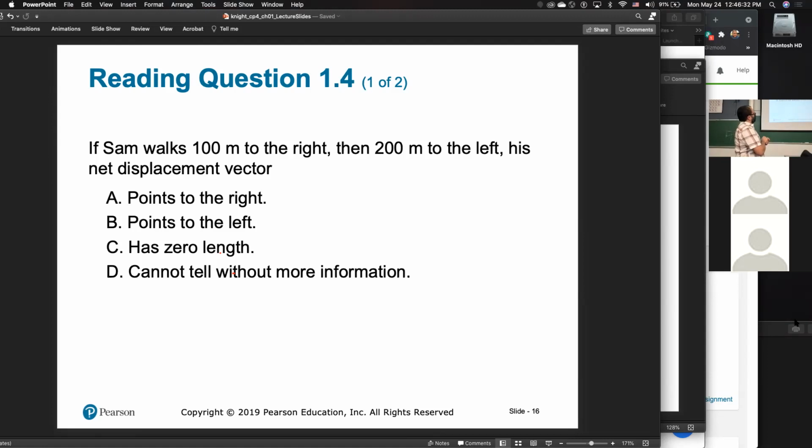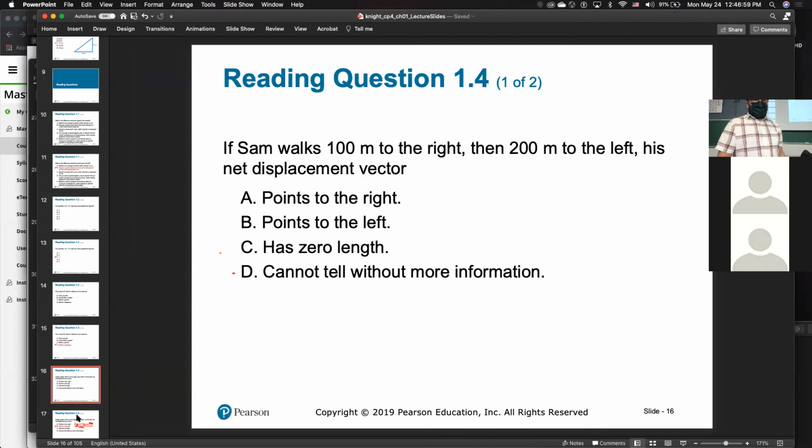Well, this one's not too bad, because he walks 100 meters to the right, so he's 100 meters that way. Then if he starts from over there and goes 200 meters back the other way, yes, his position vector is going to point to the left. So the answer is D.